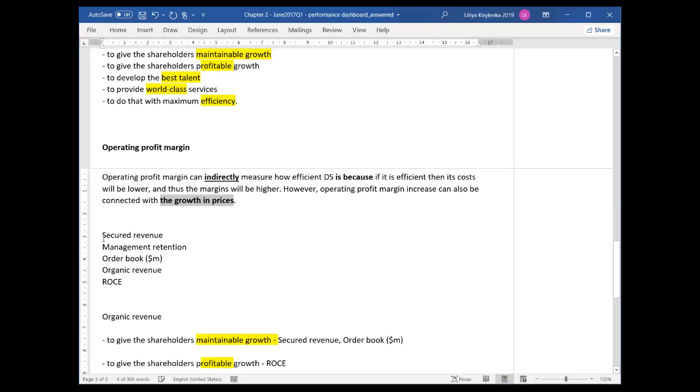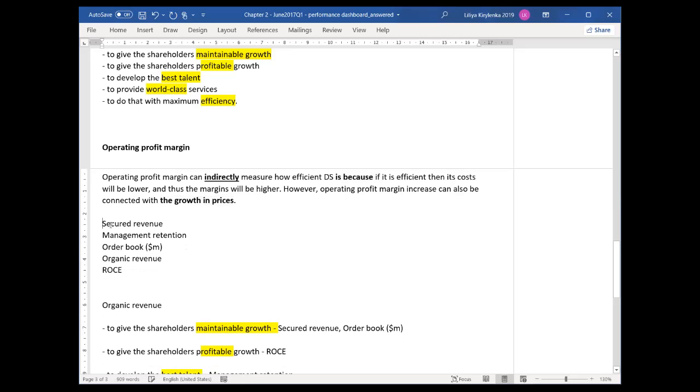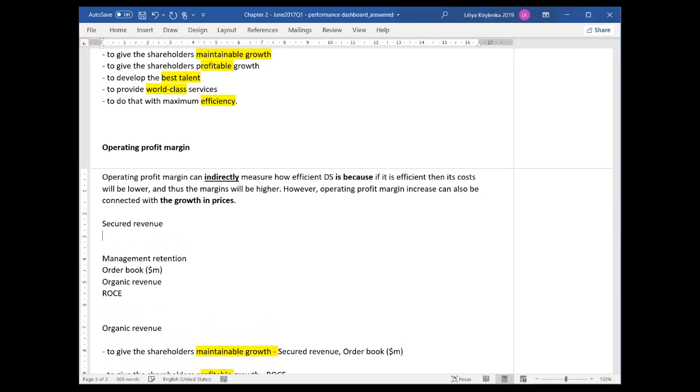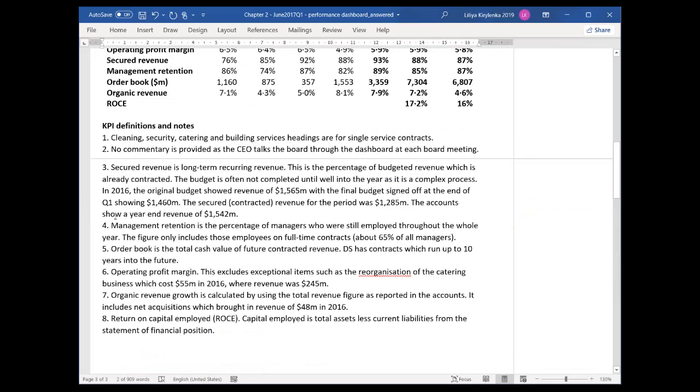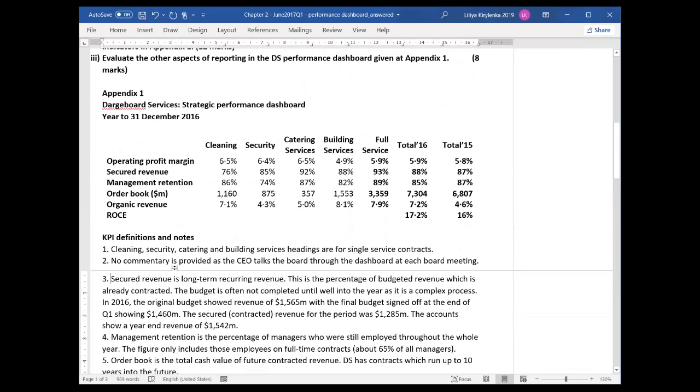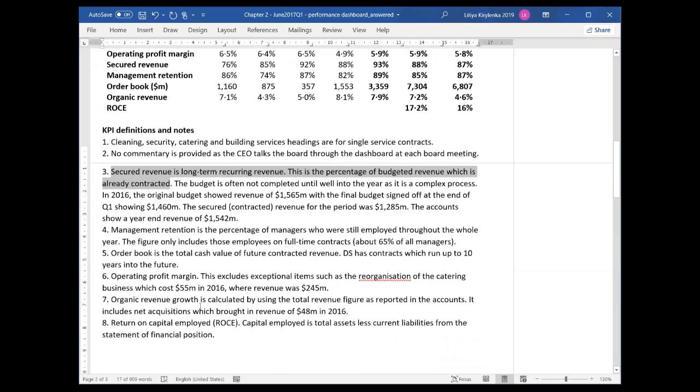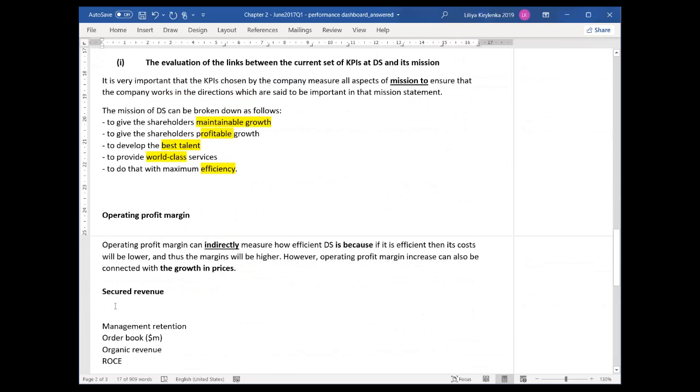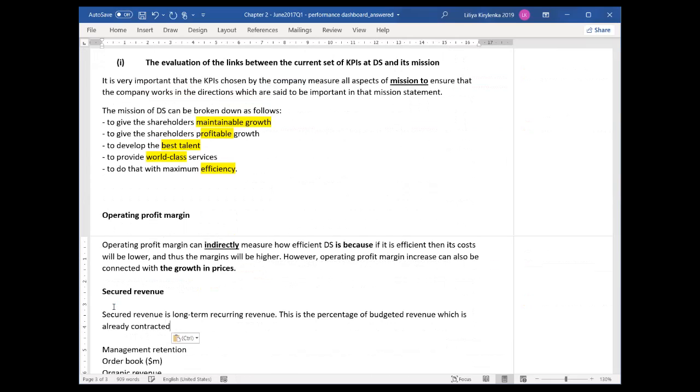Okay, well, let's go to the secured revenue. Well, secured revenue, and let me see what it is. It's not a very conventional metric. We can copy paste that and place it here. Secured revenue is long-term recurring revenue.